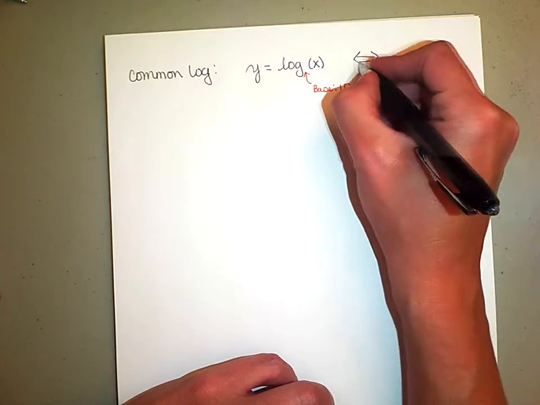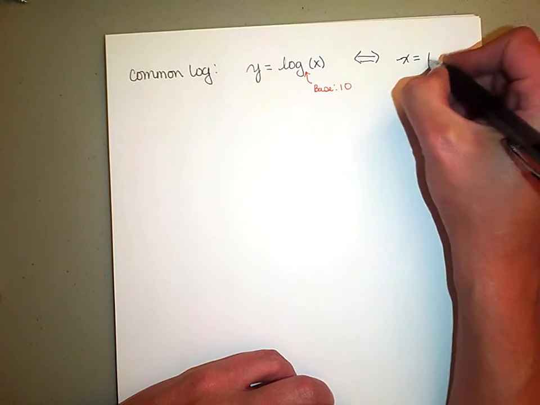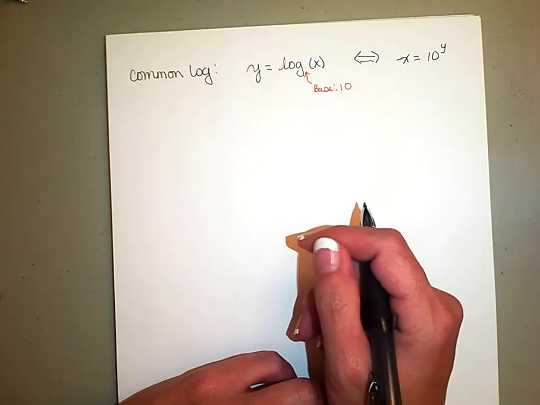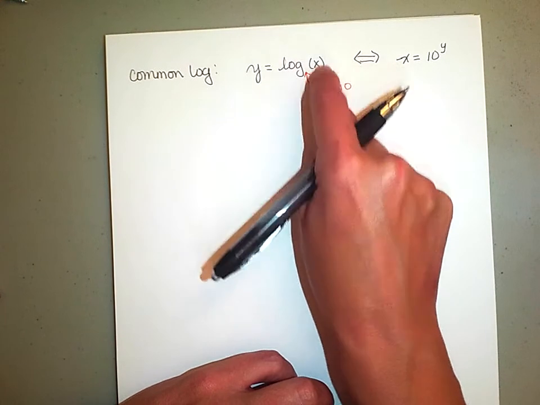And exponentially, we could write this as x is equal to 10 to the y. So 10 to the y is equal to x.